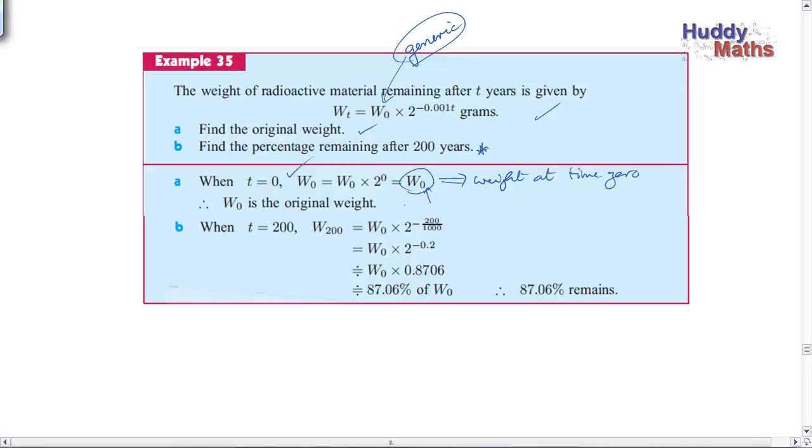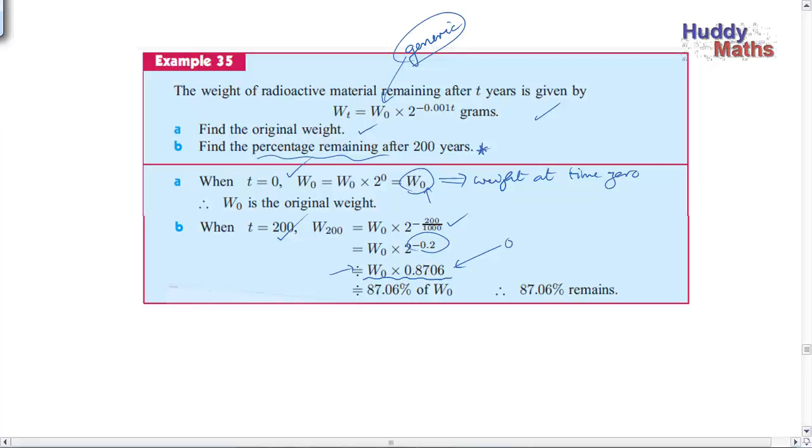Let's find what the weight is after 200 years. So sticking it in there, we get this creature. Look at the approximate sign, because 2 to that power is going to be irrational, it's going to keep going. So we've got that. What do you do with that? Now, the percentage remaining, well, can we interpret this? We don't know the actual weight because we didn't know the starting weight, so this is a generic statement.